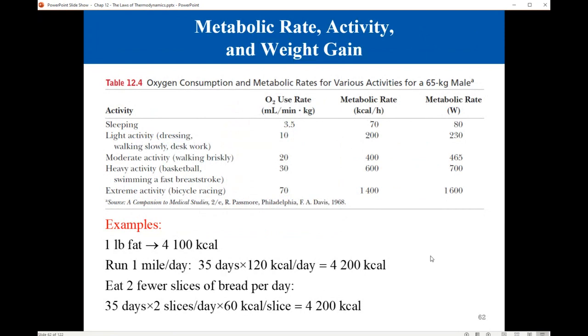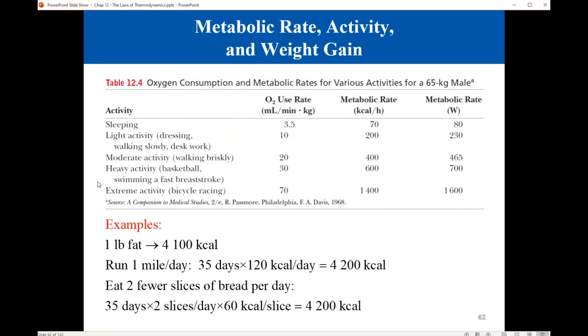Some examples for the metabolic rate activity, the weight loss or weight gain. If you are doing light activities, walking slowly, dressing, then the oxygen consumption is 10 milliliter per minute per kilogram of your mass. The metabolic rate is 200 kilocalorie per hour. It can be expressed in watts to be 230 watts.